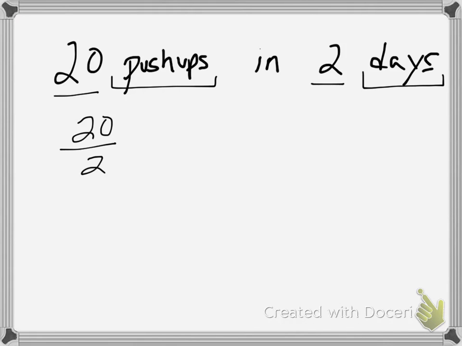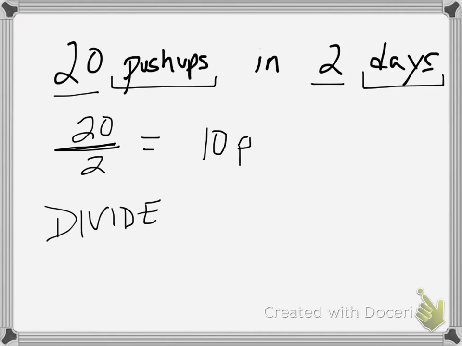So the easiest way to get this down so that we have a 1 in the denominator is to divide. So we have a little chant. When I say unit rate, you say divide. That's our little chant here. So 20 over 2, and this is our fraction bar, also known as our division bar. 20 divided by 2 is 10. And then once we put our units in, this is going to make perfect sense. 10 what? Well, it's 10 push-ups that we're doing. 10 push-ups per day. And it's 1 day. So that's our unit rate.